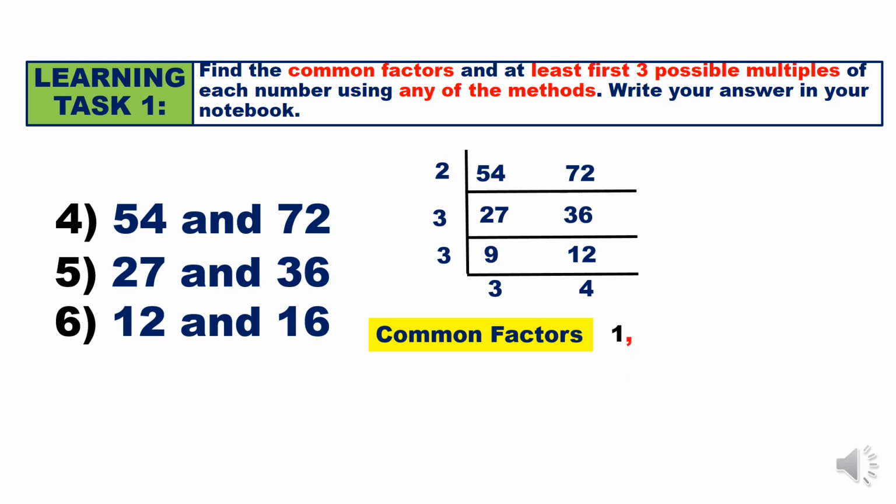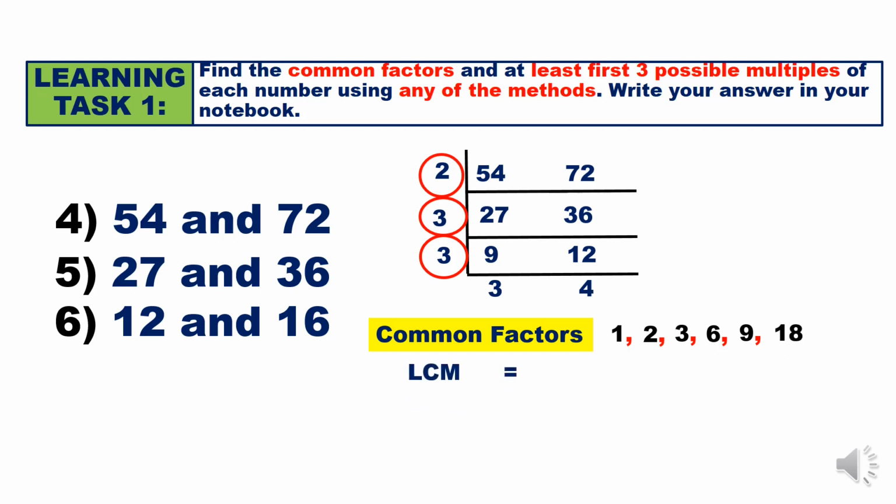So, ang common factors ng 54 and 72 ay siyempre, 1. Ganon din ang 2. Ganon din ang 3. At 2 times 3 equals 6. 3 times 3 equals 9. Then 2 times 3 times 3, that is 18.